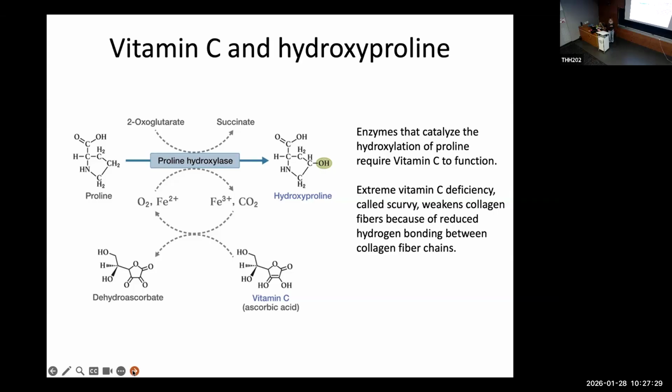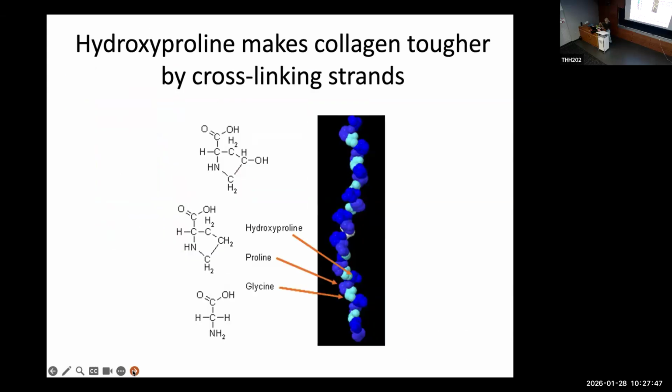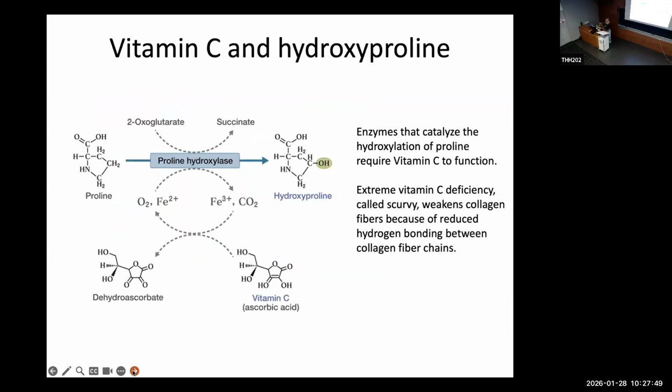So if you do not have vitamin C, you cannot get formation of hydroxyproline, and that potentially weakens the hydrogen bonding structure between this tropocollagen molecule. And if you have extreme deficit in vitamin C, it causes a disease called scurvy. Has anyone heard of that before? Yes. What context have we heard of this? Pirates, of course. Scurvy pirates.